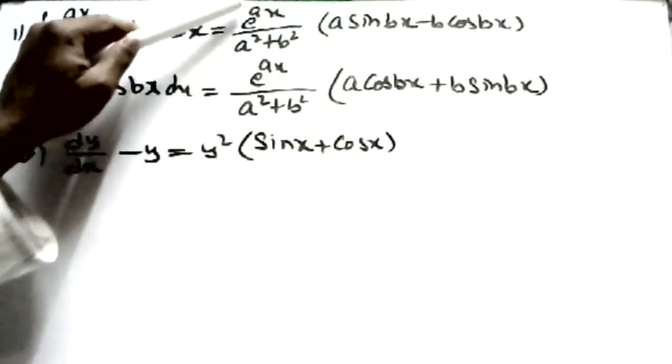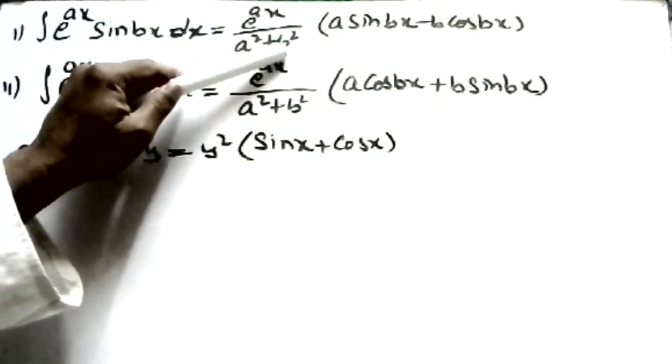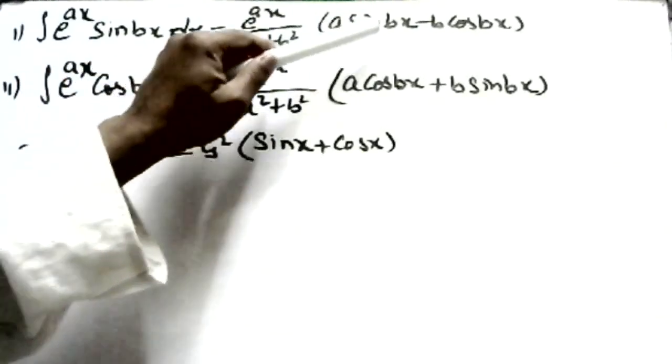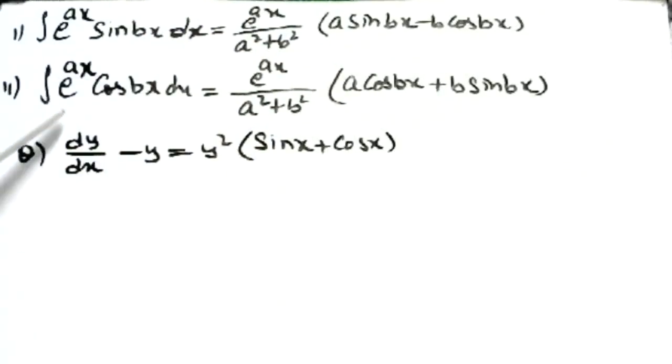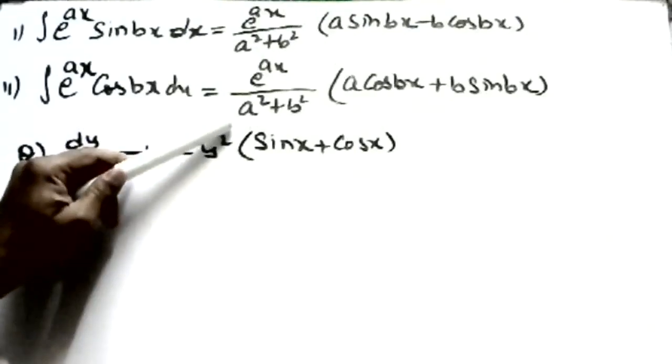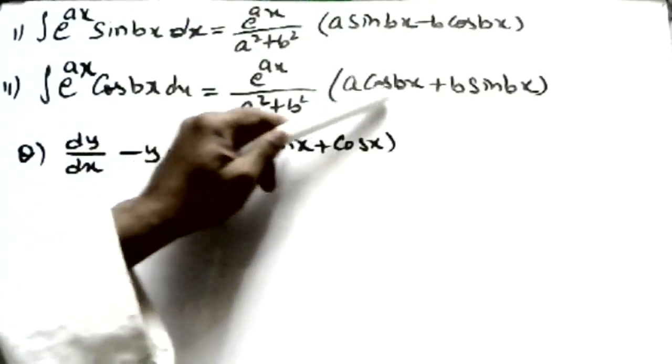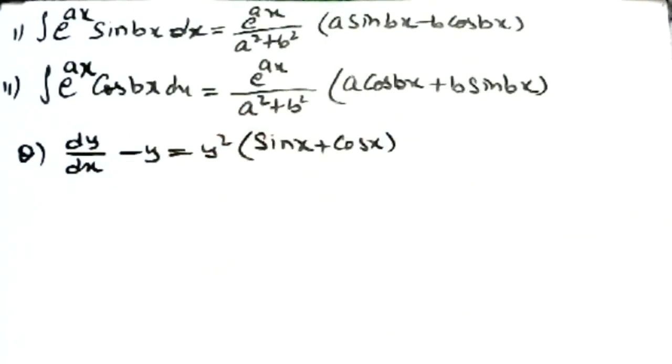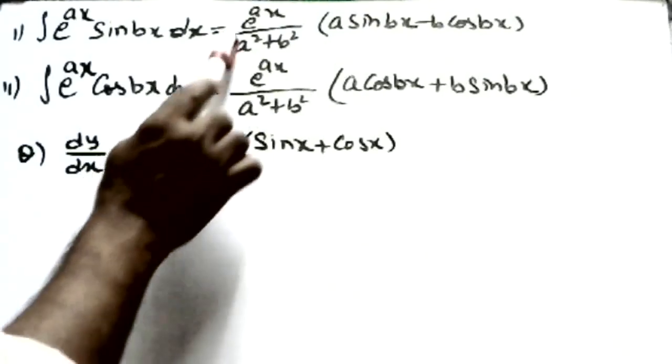Integration of e power ax sine bx is e power ax by a square plus b square into a sine bx minus b cos bx. In the same way, integration of e power ax cos bx equals e power ax by a square plus b square into a cos bx plus b sine bx.